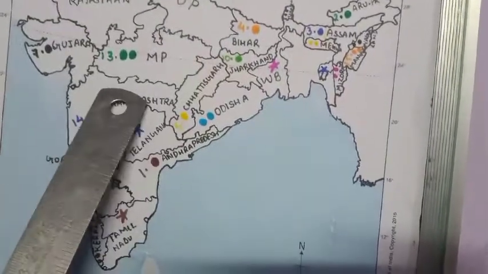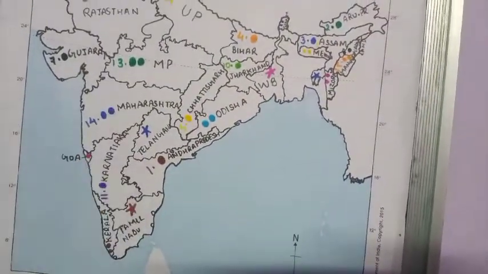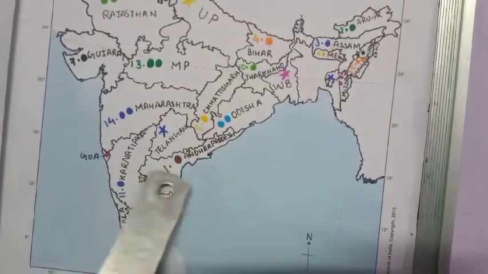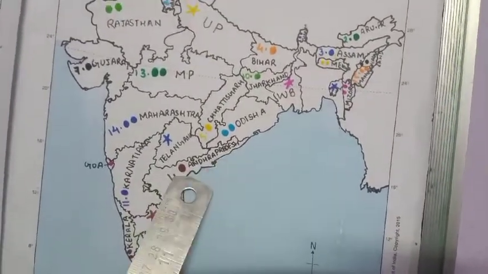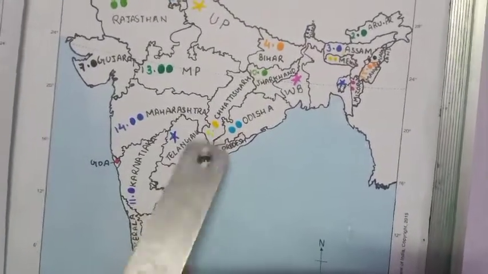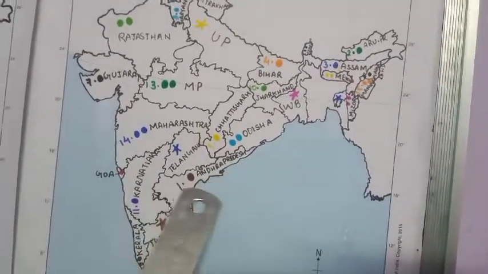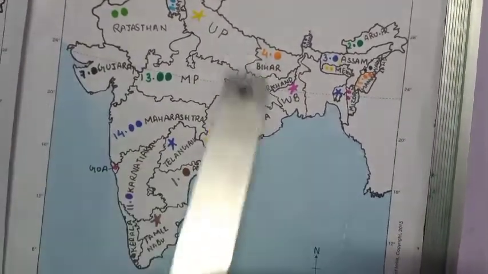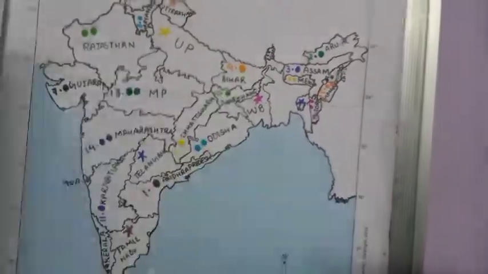common. Now Maharashtra, just below it Karnataka, just below it Kerala, just beside it Tamil Nadu, just above it you will find Andhra Pradesh, and this is the internal part of Telangana. So Andhra Pradesh is divided into two states. Okay, so these are the basic names of the states.